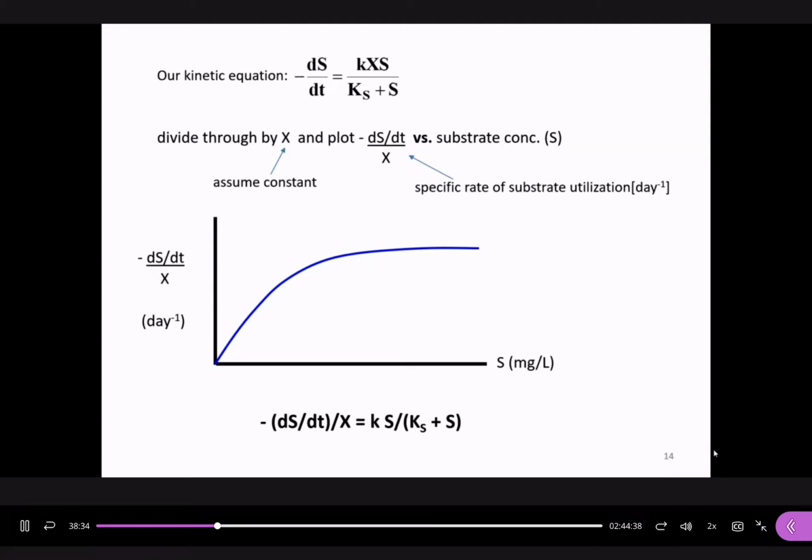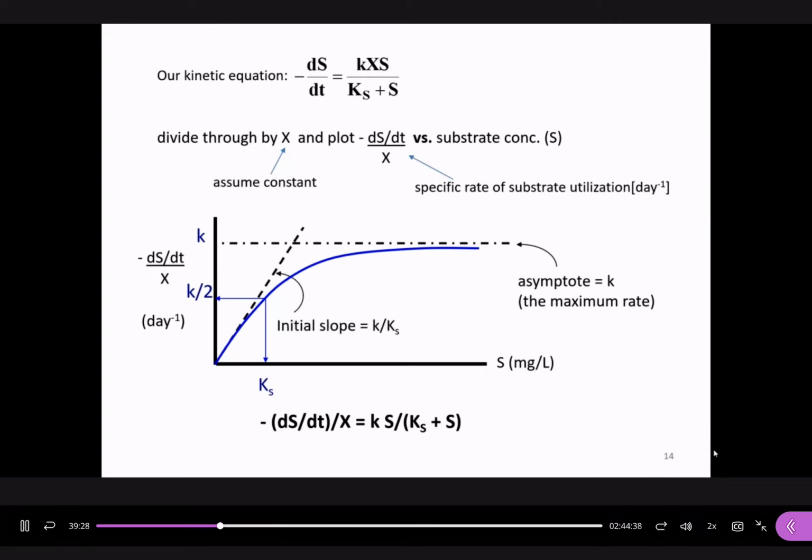You could find the specific rate of substrate utilization is a function of S, the concentration of substrate. So how much substrate you have? If you have a lot of substrate, the utilization rate will be K. K is the maximum. You can imagine that if you have abundant food, the microorganisms will eat as fast as they can. They will eat at the maximum rate. So when S is large, the rate is K. When S is small, you have little food, and they grow at the rate K over Ks.